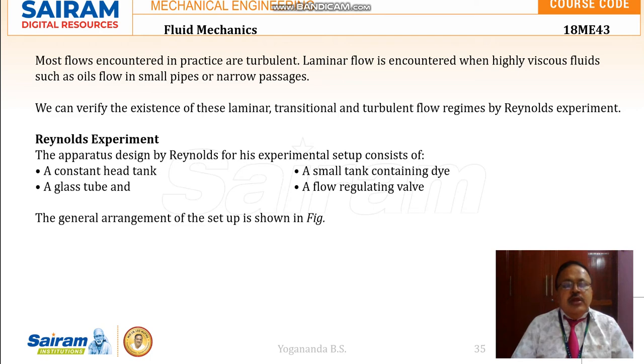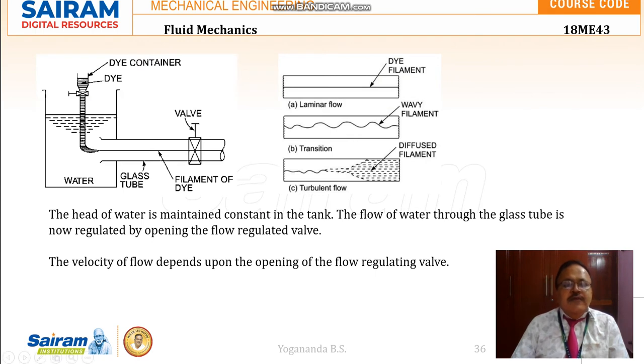The Reynolds experiment apparatus consists of a tank to maintain the head, then a small tank containing the dye, that is the coloring pigment, a glass tube, and the flow regulating valve. Slowly we are releasing the dye into the liquid. The general arrangement of the setup is shown in the figure here.